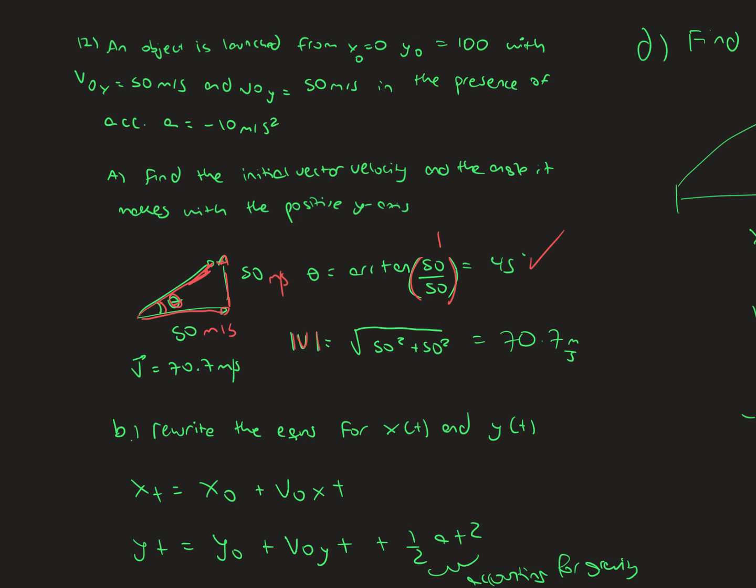Now, regarding the initial velocity vector, the magnitude of v equals the square root of 50 squared plus 50 squared, and that should give us 70.7 meters per second.